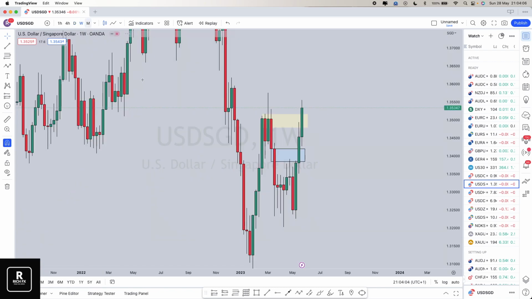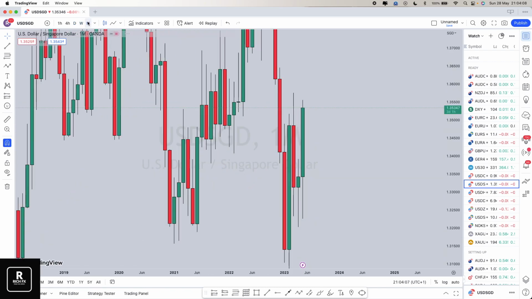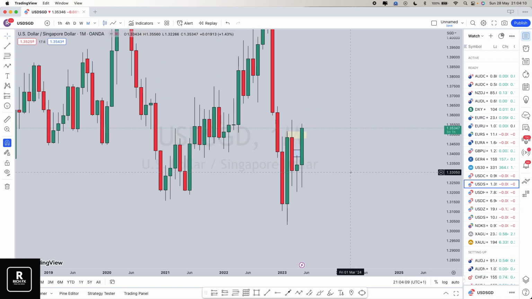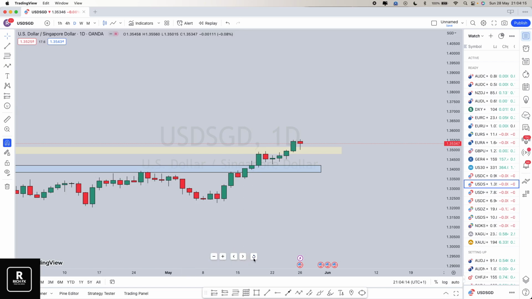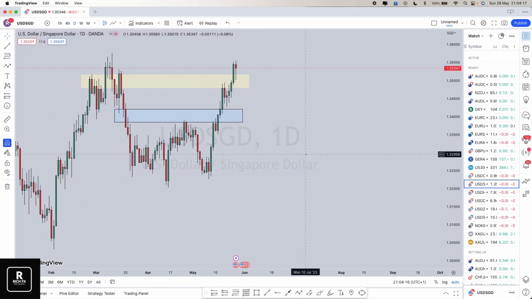Again, weekly bullish candle. Monthly, the whole of May for this pair has just been bullish anyways. So I'm going off of current trend, and I'm still looking for buys regardless.